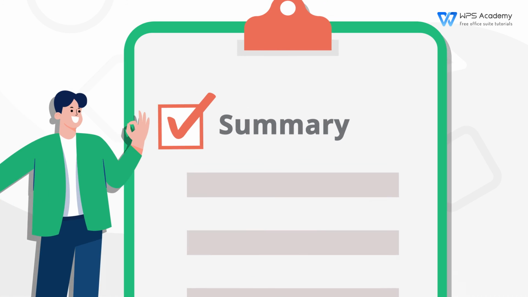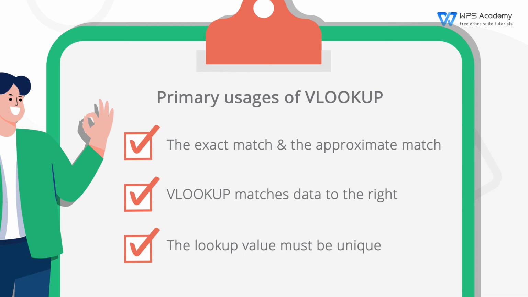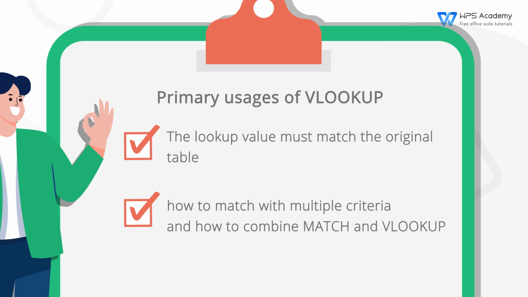In this lesson, we learned two primary usages of VLOOKUP functions, the exact match and the approximate match. There are three things that you should pay attention to. 1. VLOOKUP matches data to the right. 2. The lookup value must be unique. 3. The lookup value must match the original table, and extra punctuation will trigger errors. Finally, we learned how to match with multiple criteria and how to combine the MATCH and VLOOKUP functions.